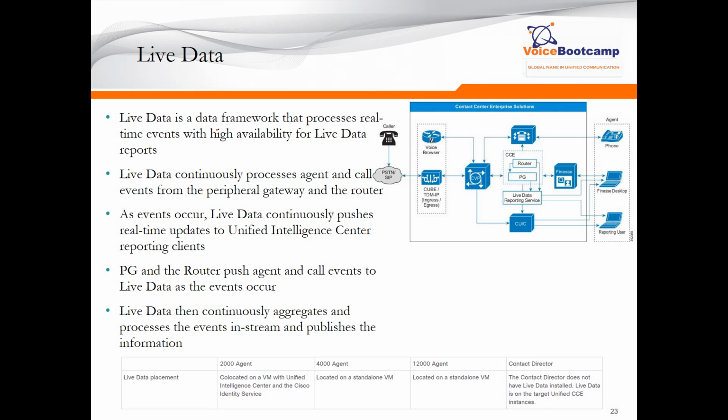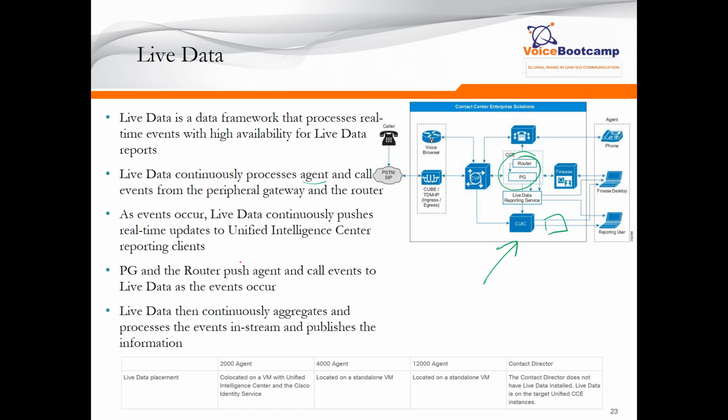Live data, on the other hand, is a framework that processes real-time events with high availability for live data reports. So this is basically a server that either can be co-resident with the reporting server, CUIC, or it could be a dedicated server serving its own purposes. Live data will continuously process agent and call events from the PG to the reporting server. So every event that occurs, live data continuously pushes that information in real time to the intelligent reporting client.